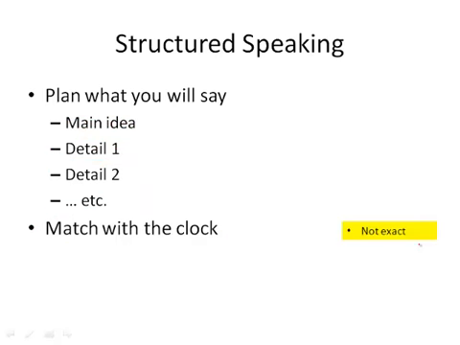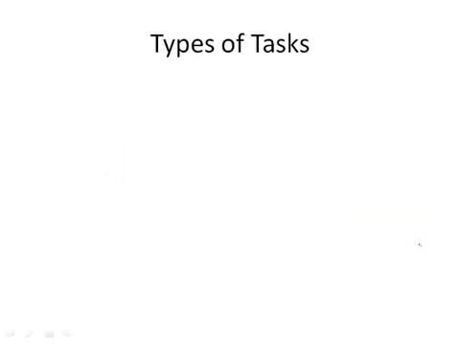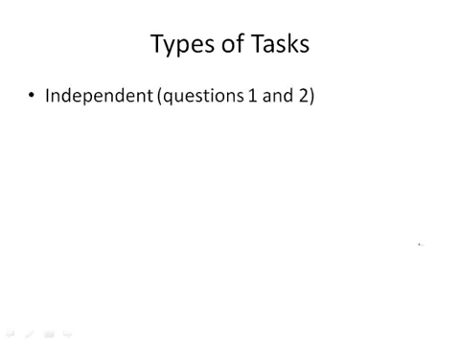Now, let's go back and review the individual speaking tasks one by one. The first 2 questions are independent. They're just about your opinion. You make a choice and you explain it. You give reasons. Question 1 asks you to choose from many.